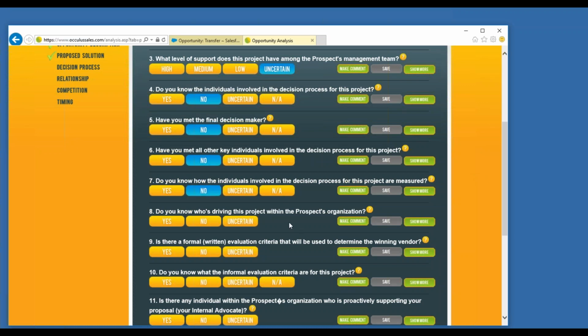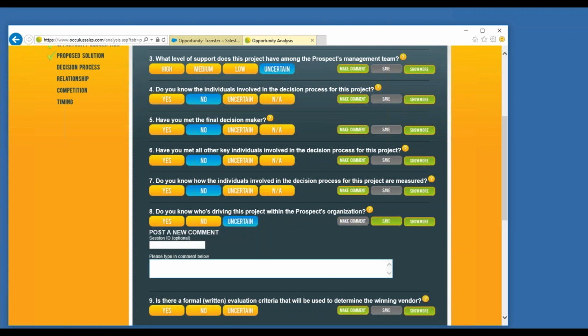Number 8, who's driving this project? I believe it's my contact, okay? But I need to confirm it. I'm just going to make a note to myself so I remember. Confirm if Linda W. is driving this.